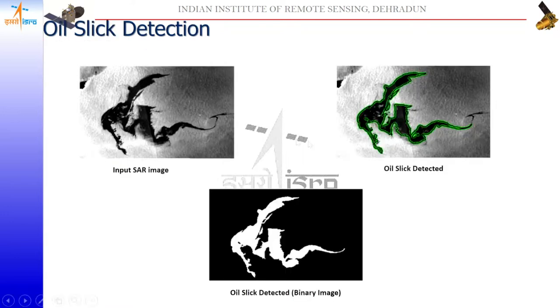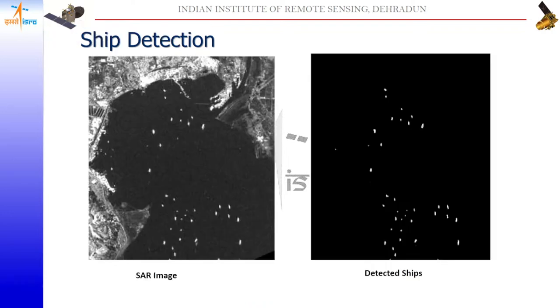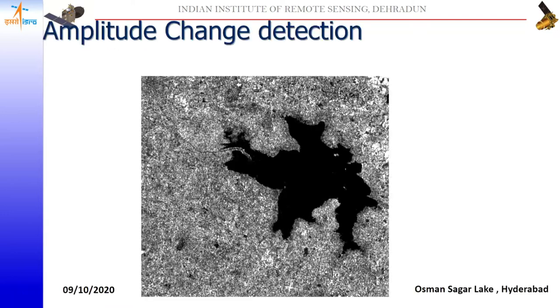Like the oil slick, we cannot manually digitize it. If we are able to automate it, then we can directly calculate the area, and here we can calculate the ships. These are the ships near the Suez Canal, during the time the Suez Canal was stuck, so some ships are there.